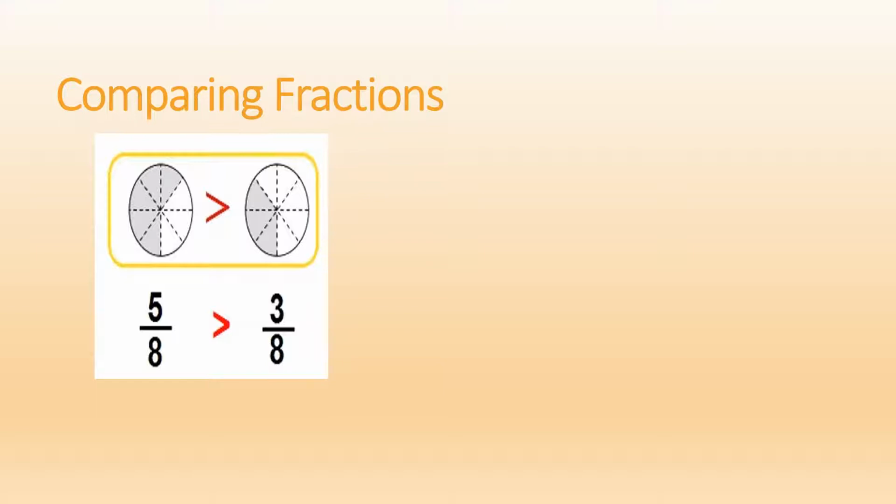In the picture also you can see both the circles are having equal number of total parts, that is 8. And in one picture 5 portions are shaded and in the other 3. So 5 is greater than 3. So that's why 5 upon 8 is bigger than 3 upon 8.